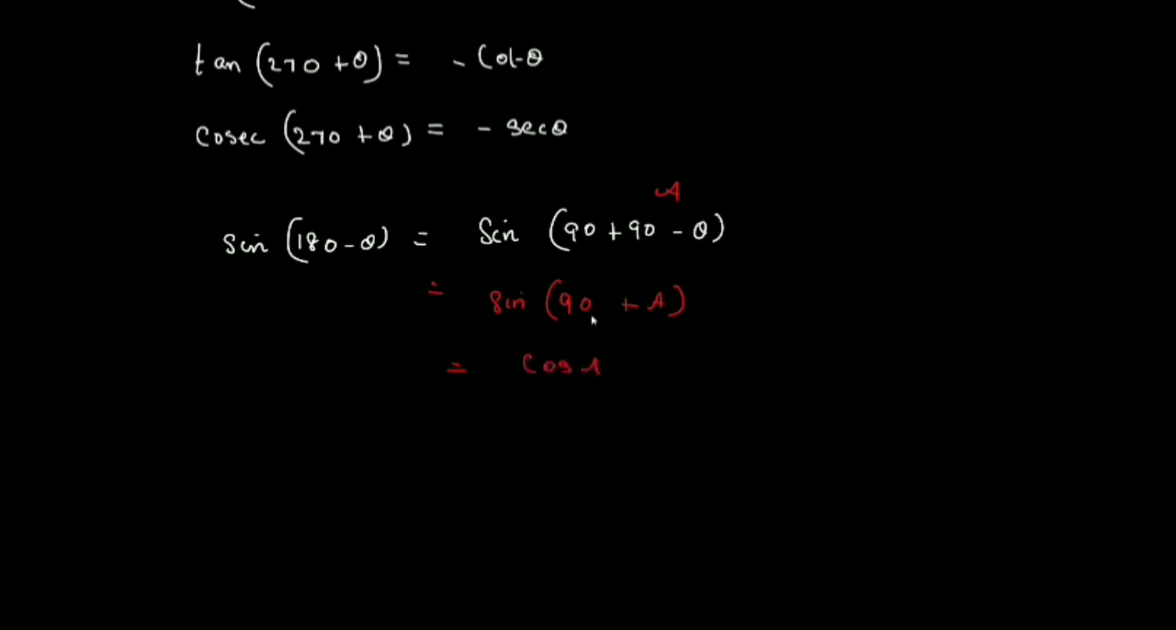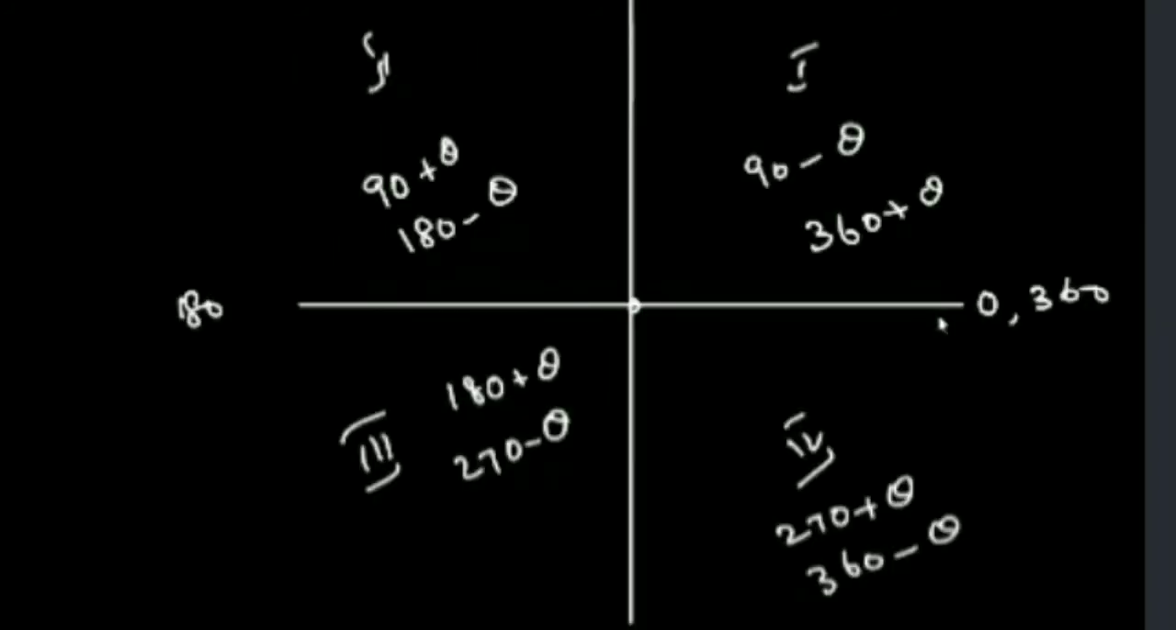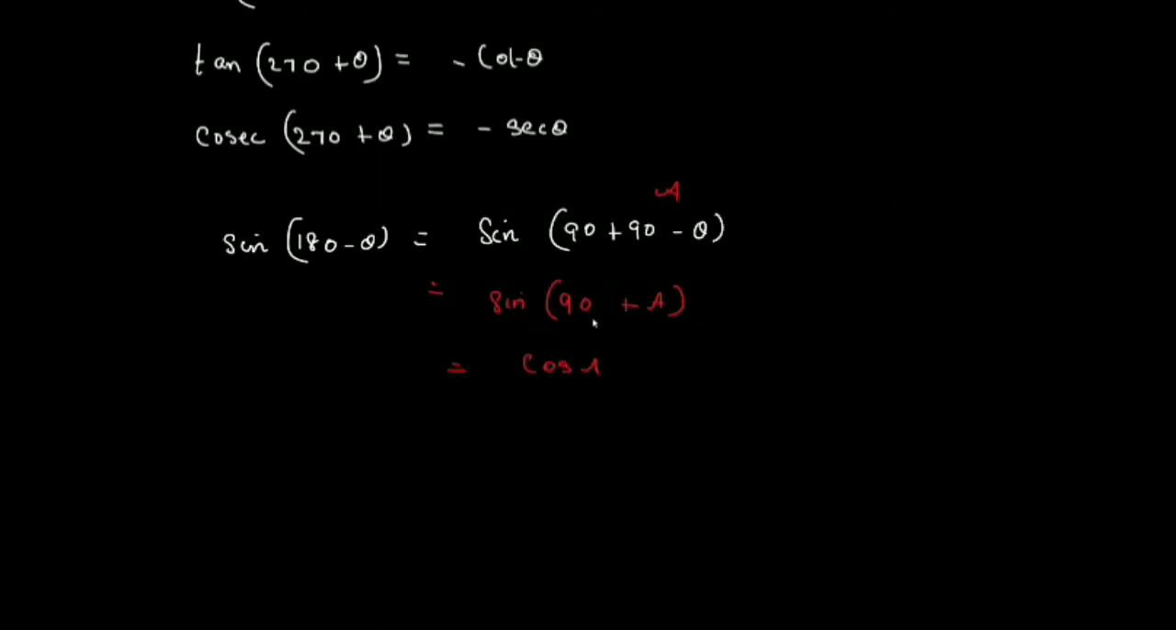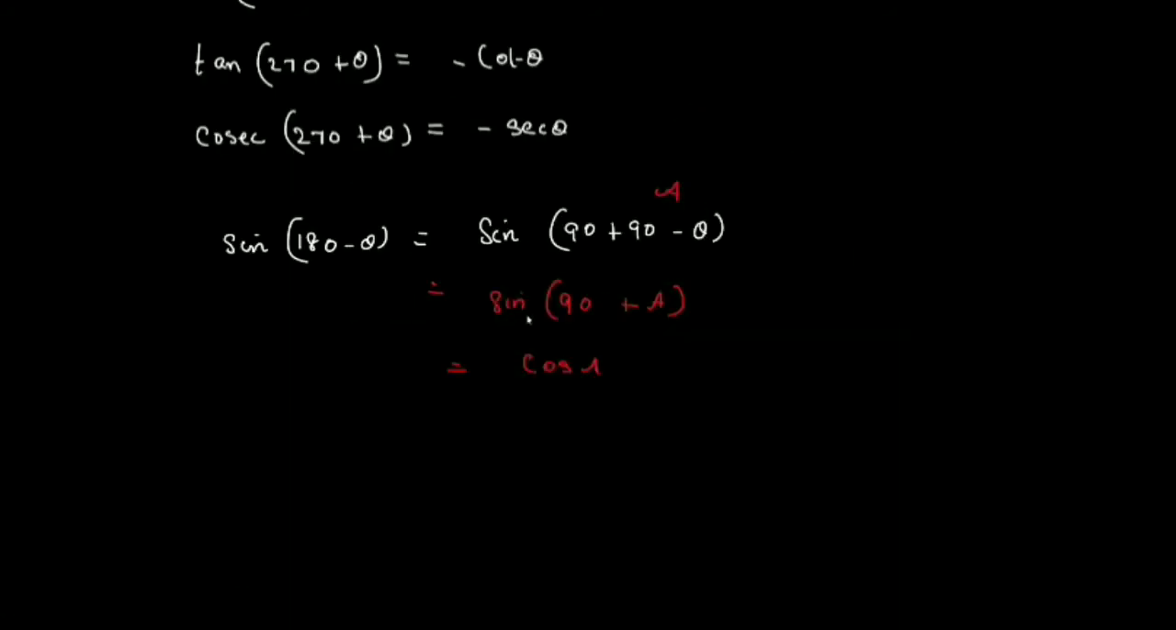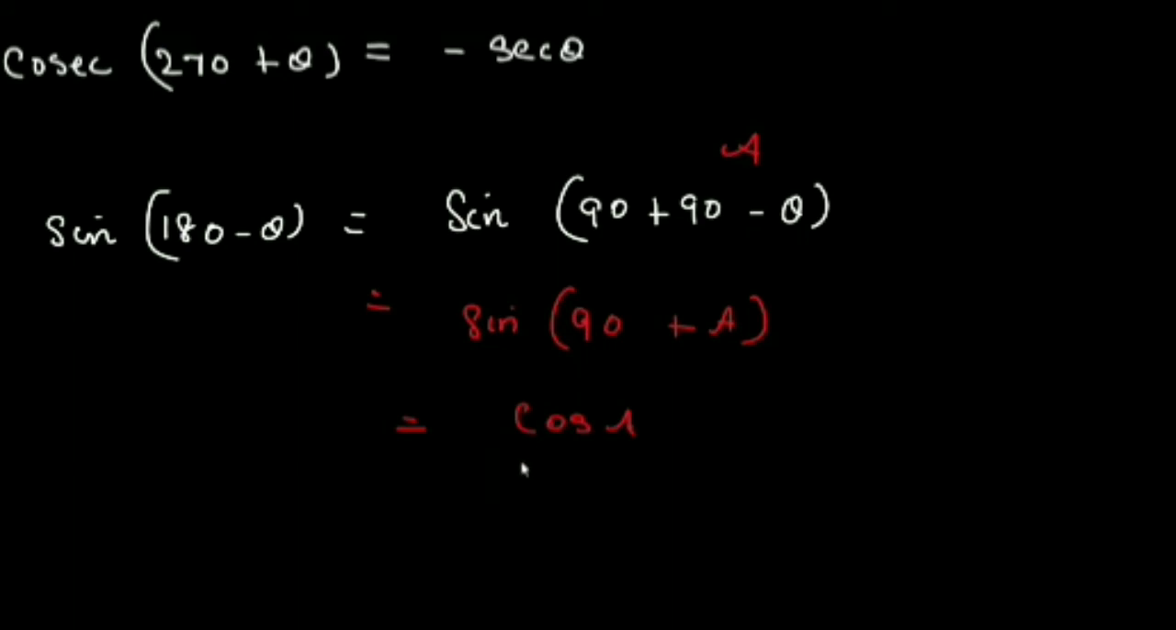Then you should see the quadrant. 90 plus a, which quadrant? Second quadrant. Which is positive? Sine, not cos. Don't look here. Look here only. Sine is positive. Sine should give positive answer. So this is plus cos a. But that is not the answer. Cos, what is your a? We have taken this as a, right? So replace a as 90 minus theta.